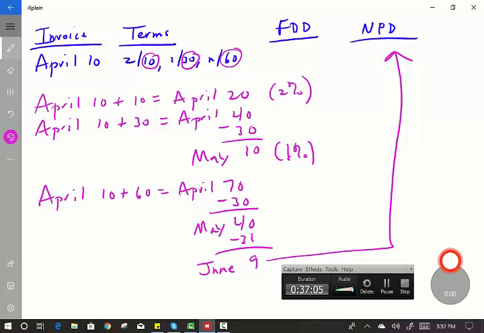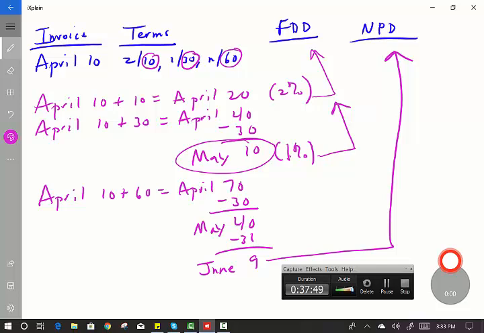And you have two final discount periods. The first discount date is April the 20th, for a 2% discount, and then May 10th is the second discount date for a 1% discount. Now the question actually says the last day of the discount period, so the final answer on that one would be May the 10th.